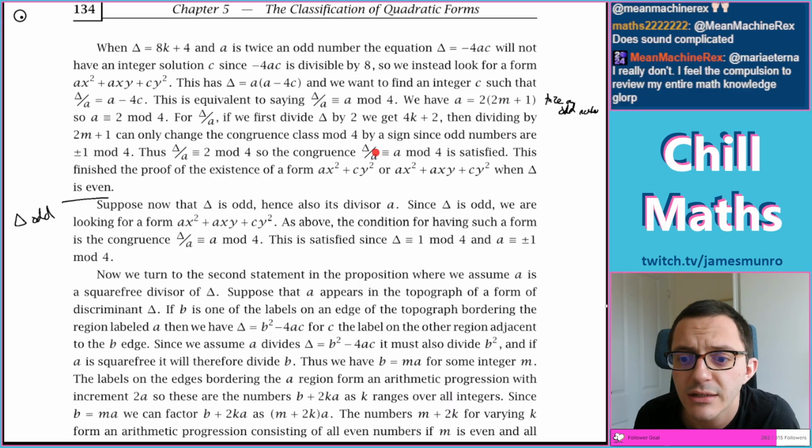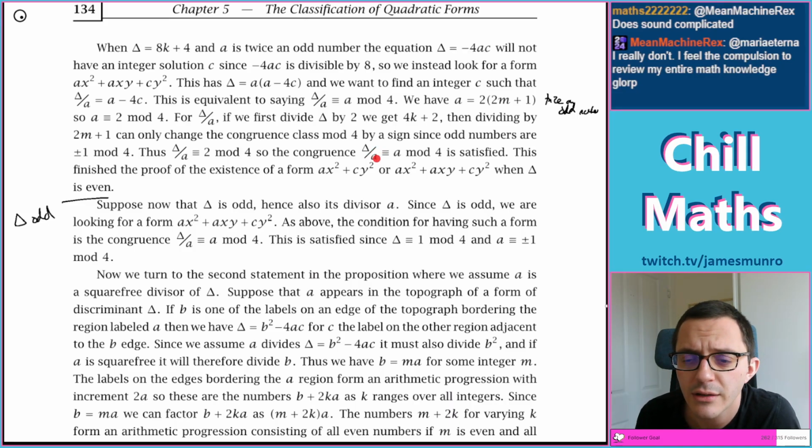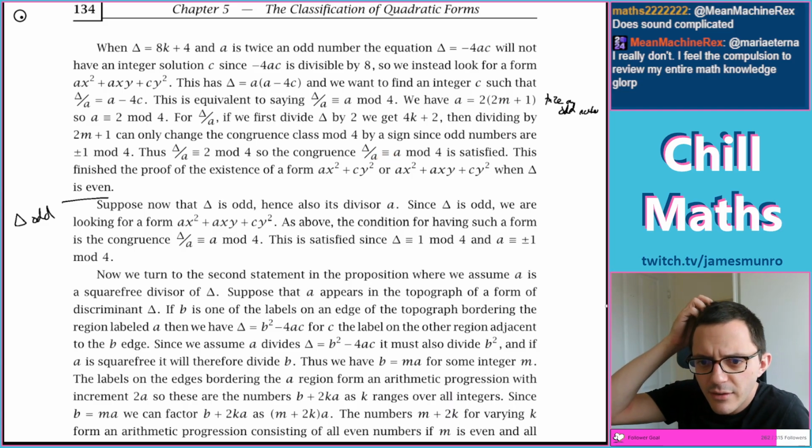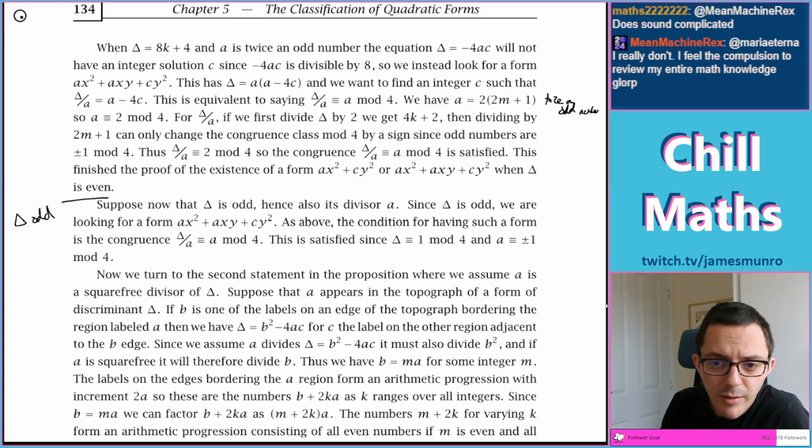Oh, crikey. This thing is congruent to A mod 4. Why is that good enough? So did I understand this bit up here? Equivalent to saying that there's this. So I get that if these are equal, then you must have the fact that delta over A must be A mod 4 because that's a multiple of 4.